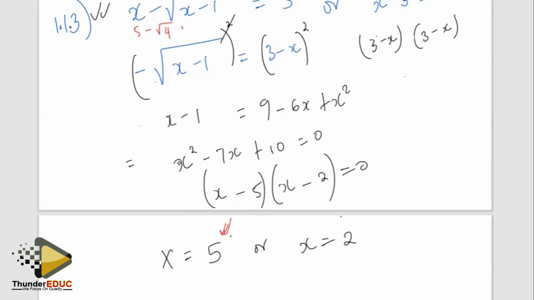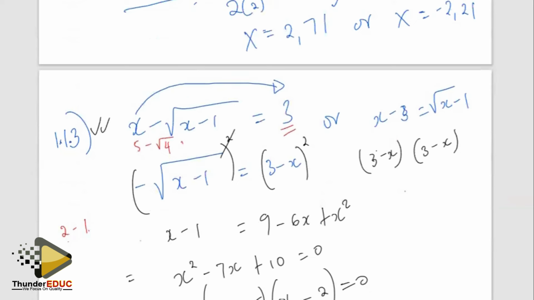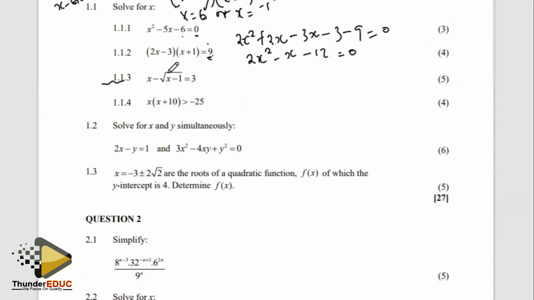Let's try a 2. What is 2 minus 1? That's 1. Square root of 1 is 1. When we subtract this, it doesn't give us a 3. So we cancel this out, or we can say it's not a solution. No solution for this. Or some people say not applicable. So whichever format you show us, for as long as you cancel this out to tell us that it's not part of the solution set, then you'll have your full marks. Usually it's 5 marks.